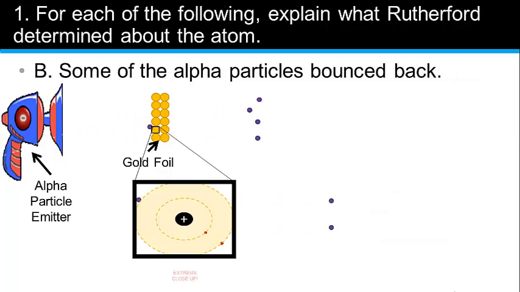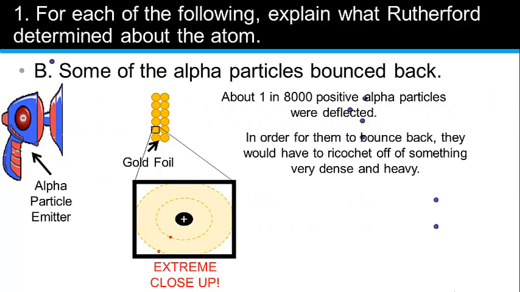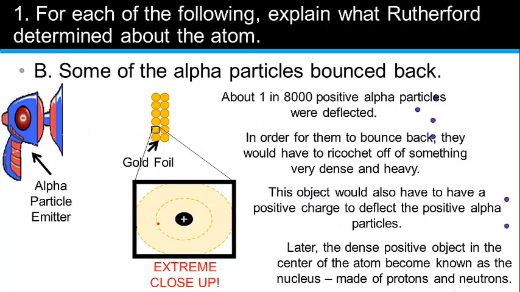Some of the alpha particles bounced back. So about 1 in 8,000 are going to actually be deflected. So in order for them to bounce back, they must be ricocheting off of something that's very dense and very heavy. This object also has to be positive in order to deflect the positive alpha particles. So later, eventually, this dense positive object in the center of the atom becomes known as the nucleus, and it's made of protons and neutrons.